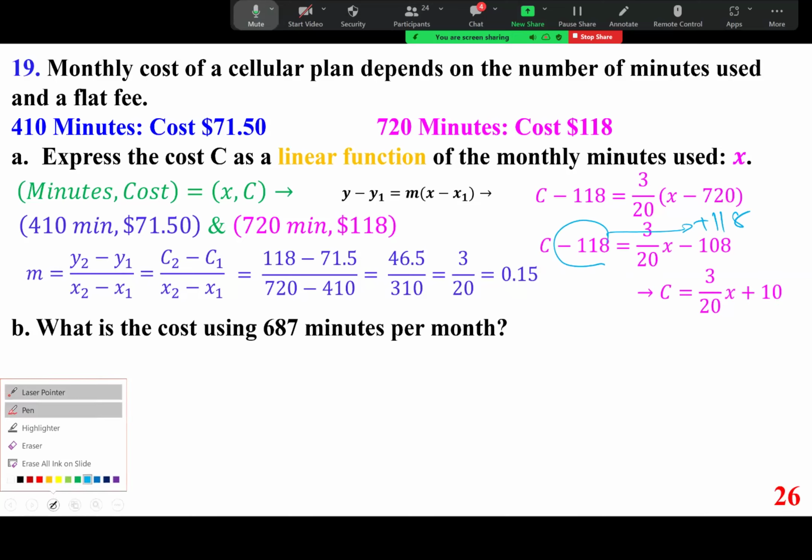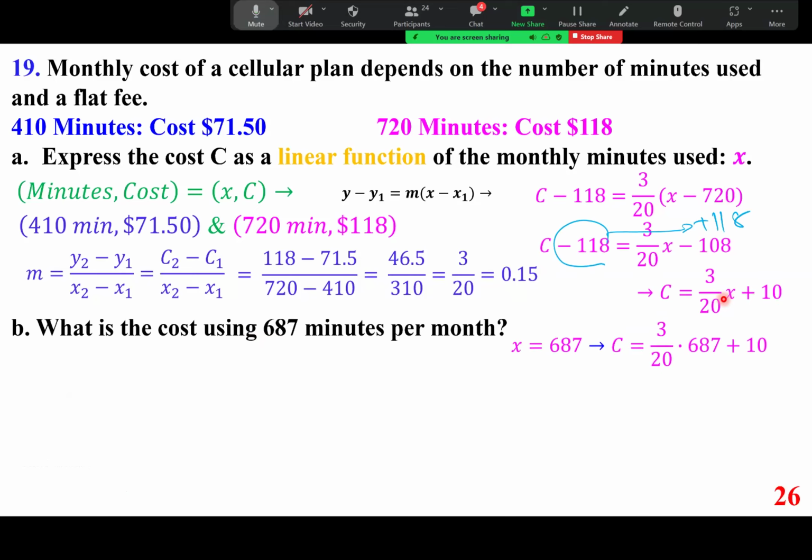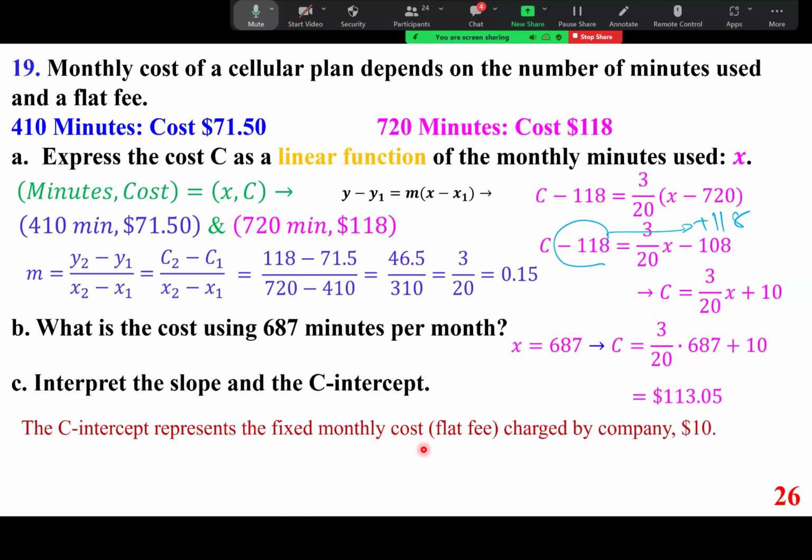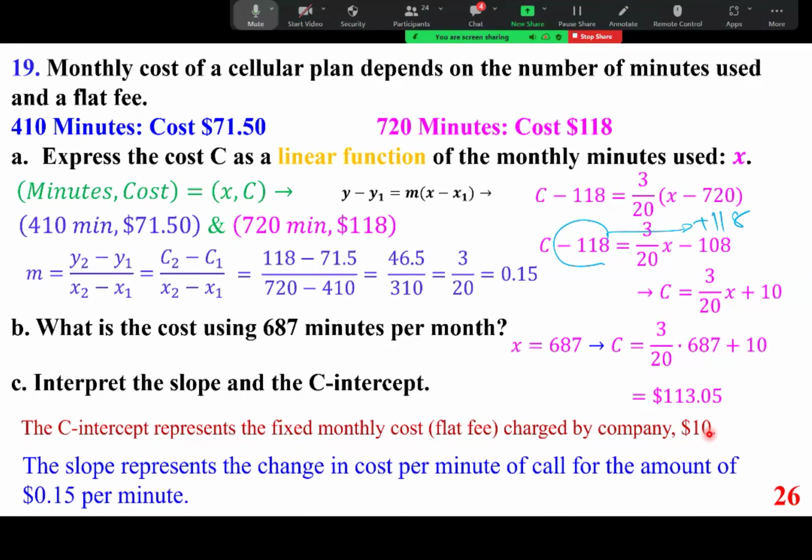What is the cost using 687 minutes? Replace the x. Put it into a calculator. And for money, we go for about 2 decimals, so $113.05. Interpret the slope and c-intercept. The c-intercept represents the fixed monthly cost or flat fee charged by a company, which is $10, regardless. The slope represents the change in cost per minute of call for the amount of $0.15 per minute, or 15 cents per minute, or 3/20 per minute.